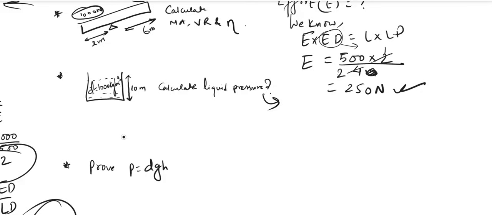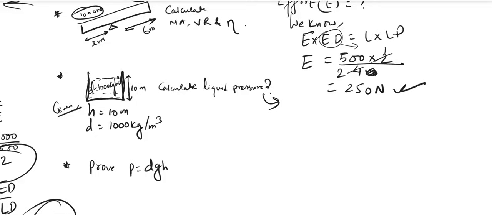Here you can see a vessel, and the depth of the liquid is also given. The depth of the liquid is given as 10 meter. The density of the liquid is 1000 kg per meter cube. It means it is the density of water.